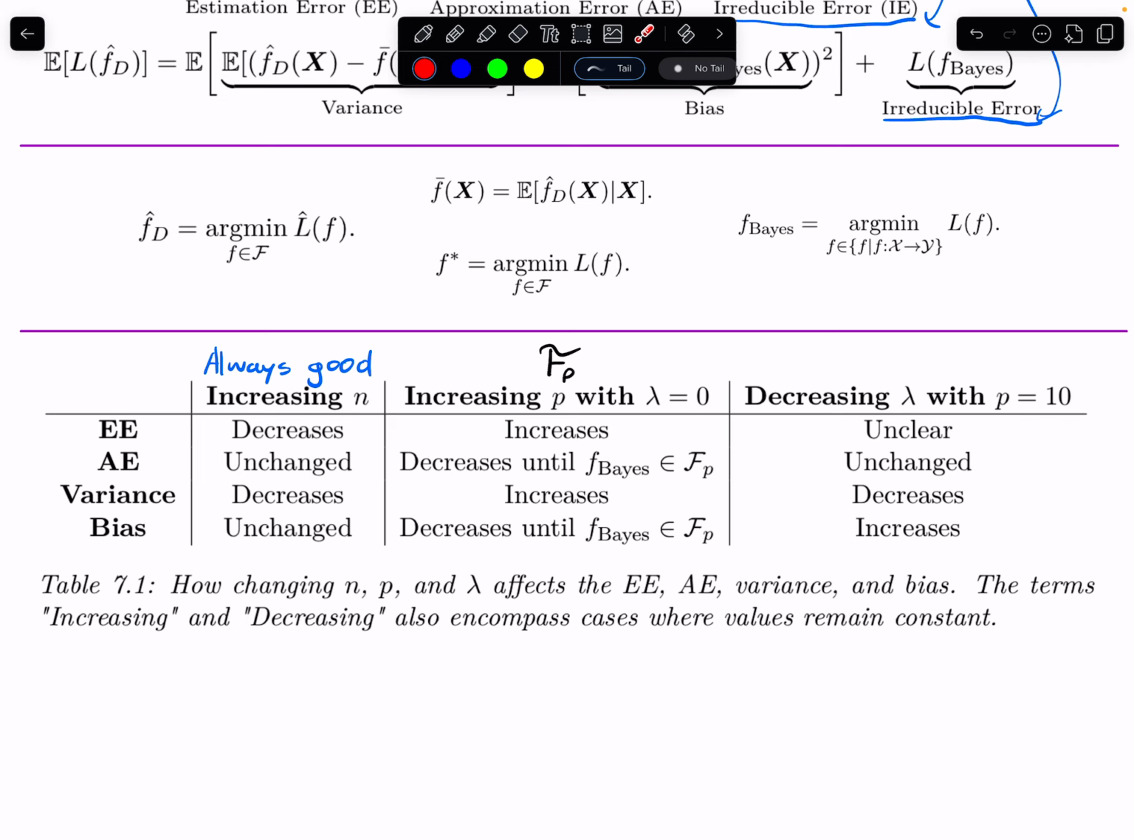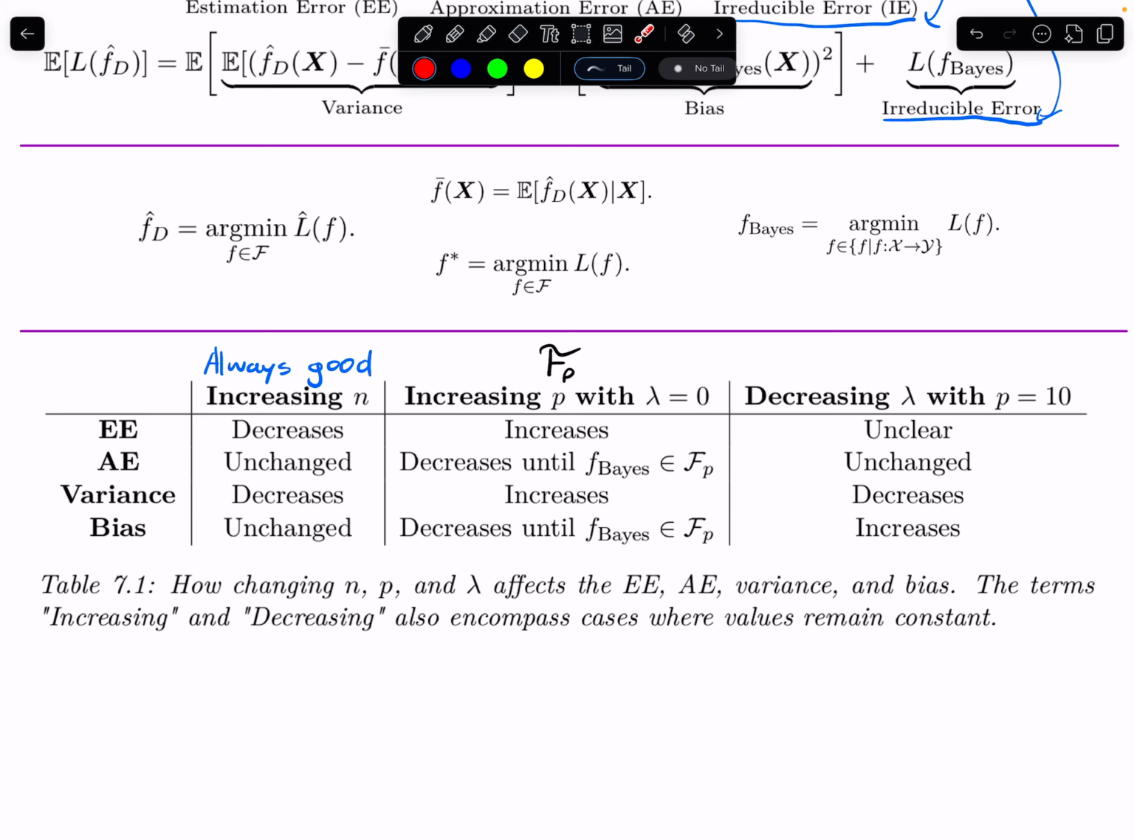So if f base is very, very simple, increasing p really won't change anything, because you already have a complicated enough function class to represent the best possible function. And so the same behavior holds with variance. Variance increases with p, bias decreases.